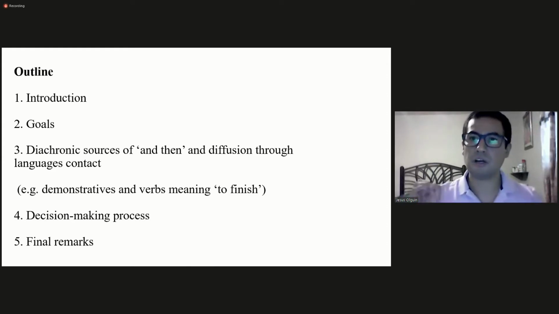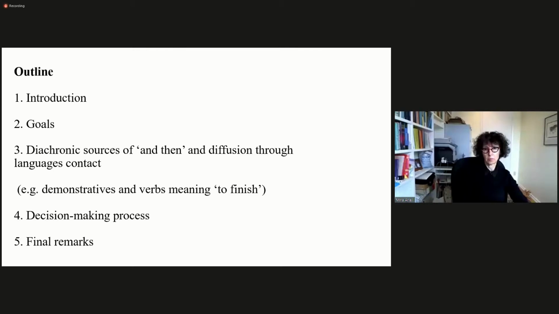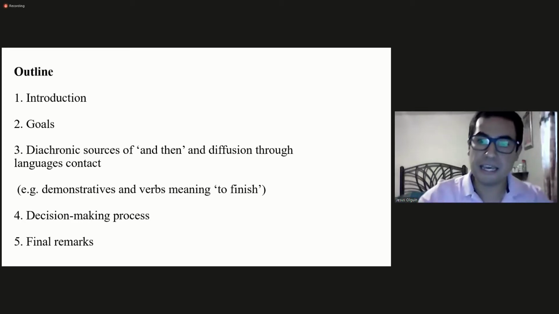And the second goal of today's talk is concerned with the decision-making process. That is, in many languages of the sample, there is more than one and then device used to express temporal subsequence. And I will try to formulate certain hypotheses concerned with what are the factors that lead speakers to choose one and then device over the other one. What are the factors that lead speakers in this decision-making process? And at the end, I will provide some final remarks.